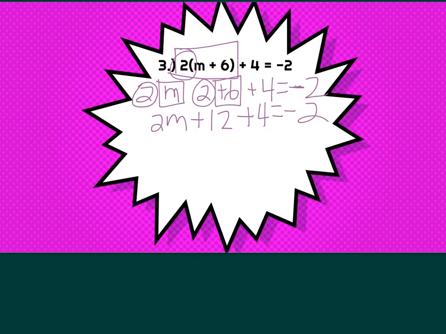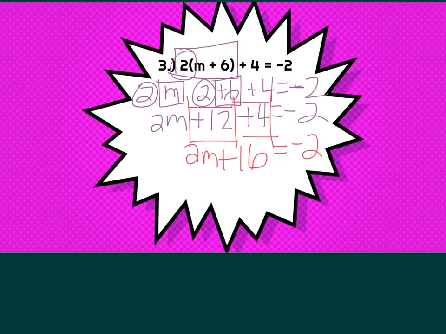Now it's time to combine like terms. We have a 2m, a positive 12, and a positive 4 we're looking at. We can combine these constants right here. 12 plus 4 is 16, and keep the sign, which is a positive, and bring down your 2m. Then it equals negative 2. Now we're going to undo this addition, the plus 16, by subtracting 16 from both sides. That cancels out the plus 16 and leaves us with just 2m. A negative and a negative are same signs, so we add and keep. 16 plus 2 is 18, keep the negative.